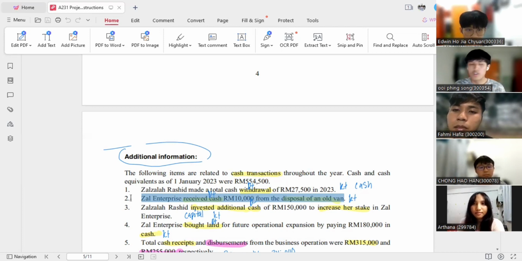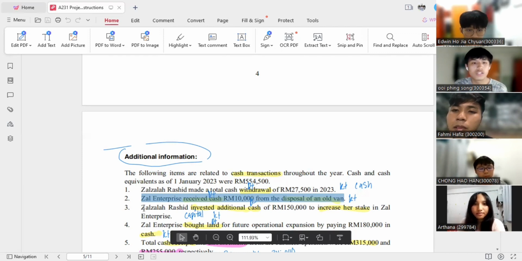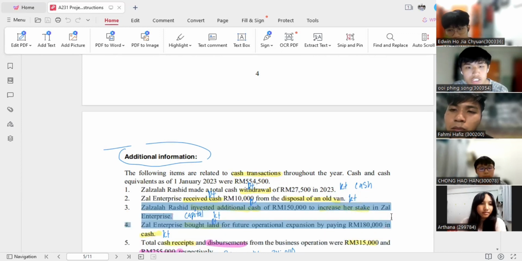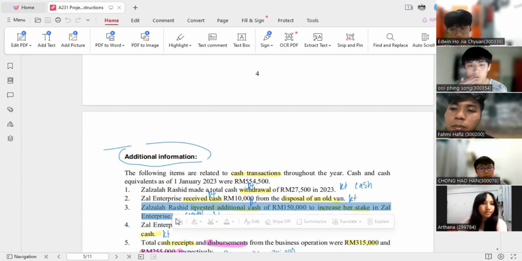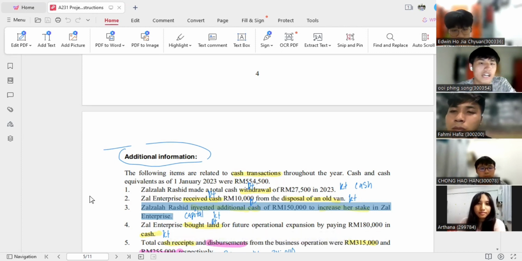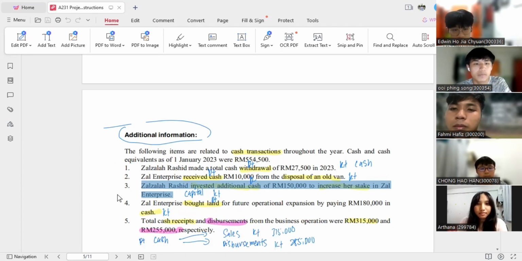Okay. For the third one, I will explain it. Zazala Rashid invests additional cash of 150,000 to increase her stake in Zai Enterprise. So when Zazala Rashid invests additional cash, the cash of Zai Enterprise will increase and the capital of Zai Enterprise will also increase. So debit cash and credit capital.